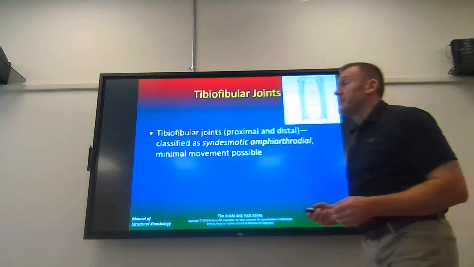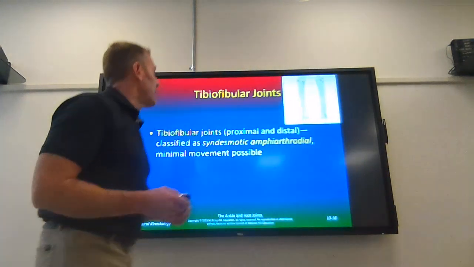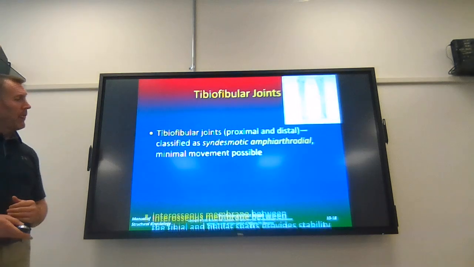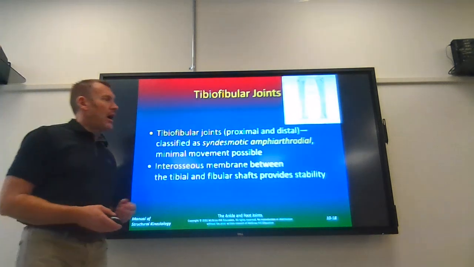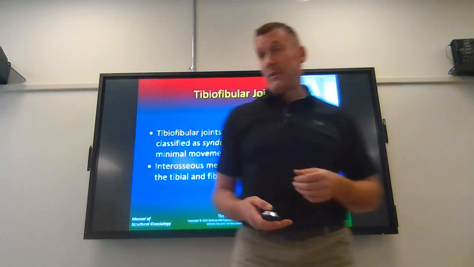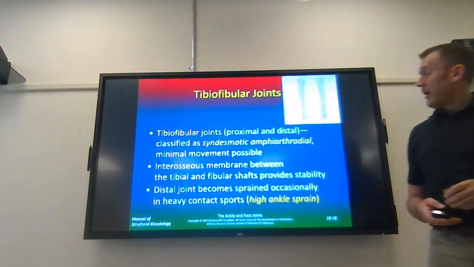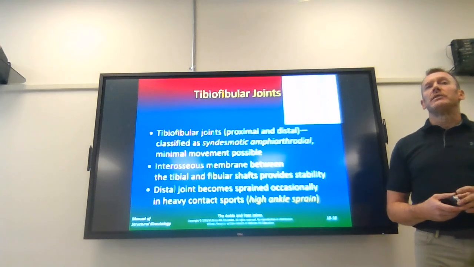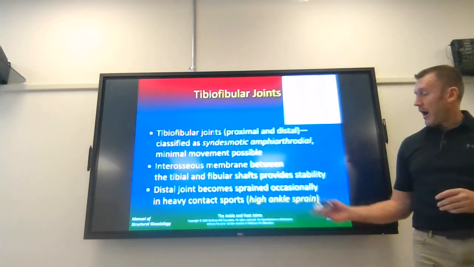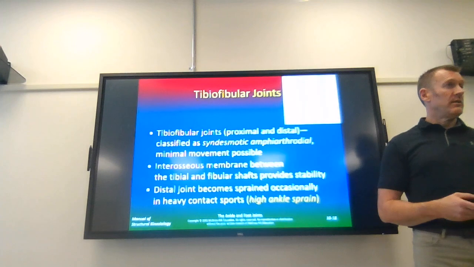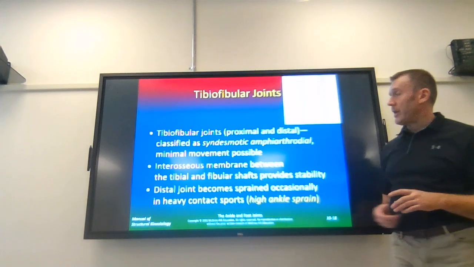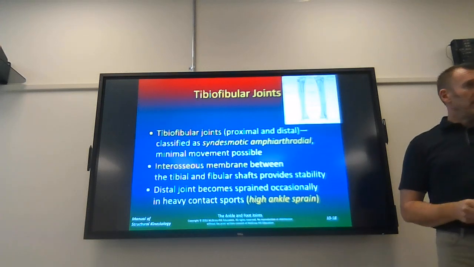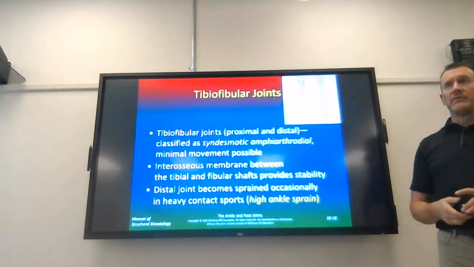Okay, so the proximal and distal tibiofibular joints are amphiarthrodial, so there's a little bit of movement there. There's an interosseous membrane that provides stability. The distal tibiofibular joint is where we oftentimes have what's called a high ankle sprain. So if you've ever heard of a high ankle sprain, it's this distal tibiofibular joint and the ligaments involved with that.